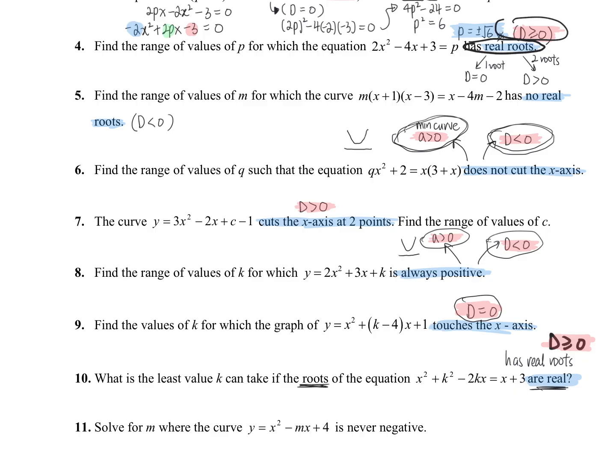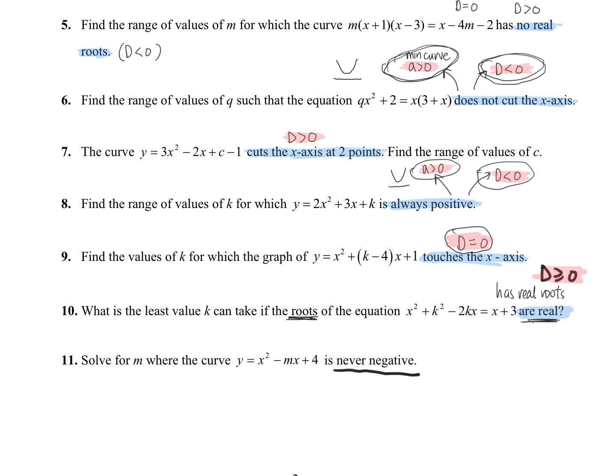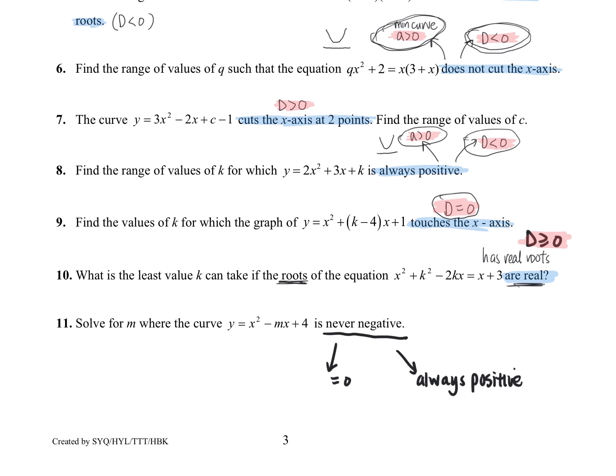What does never negative mean? Positive only. If something is never negative, what does it mean? It can be equal to 0 or it can be always positive, right? So when a curve is always positive, what scenario do you have? A is positive, and then discriminant less than 0. But when your curve is equal to 0, what does it mean?